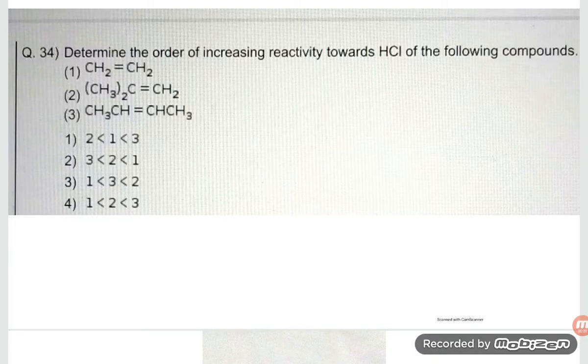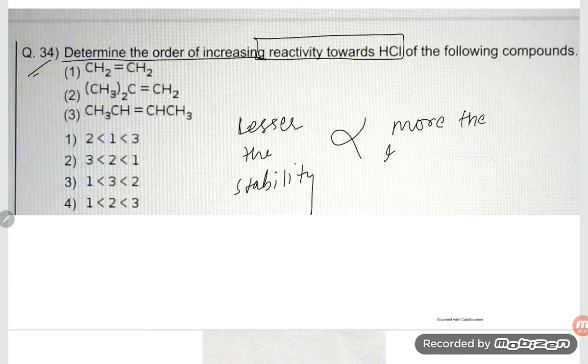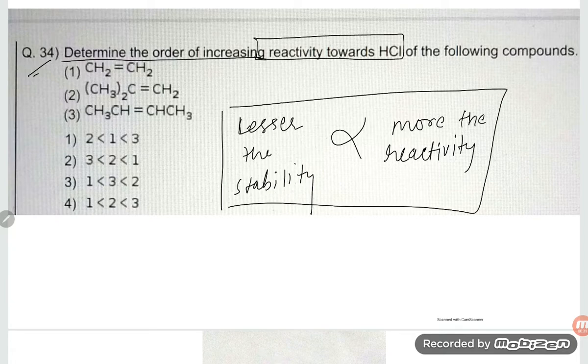Hello students, see question 34. Determine the order of increasing reactivity towards HCl. Okay, so lesser the stability, more the reactivity. Lesser the stability is proportional to more the reactivity.